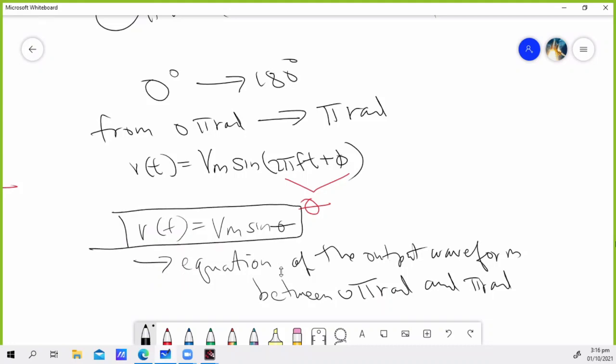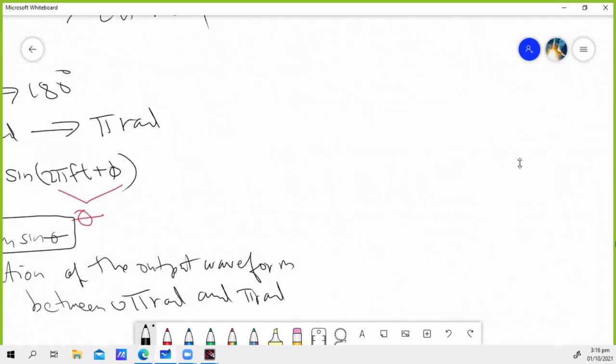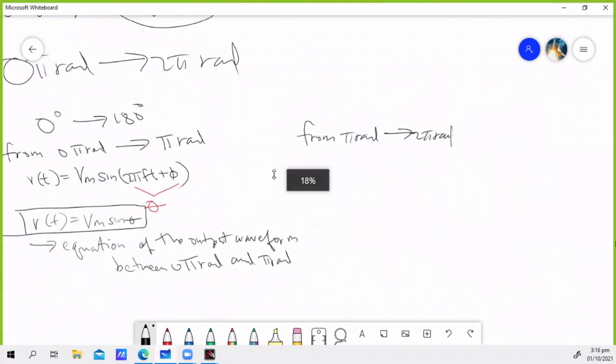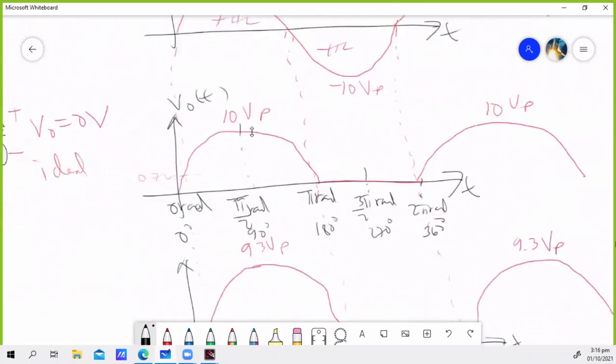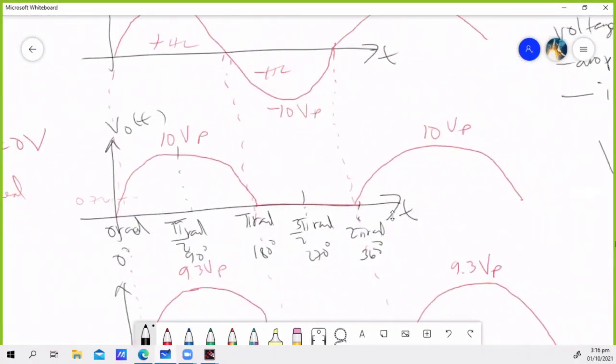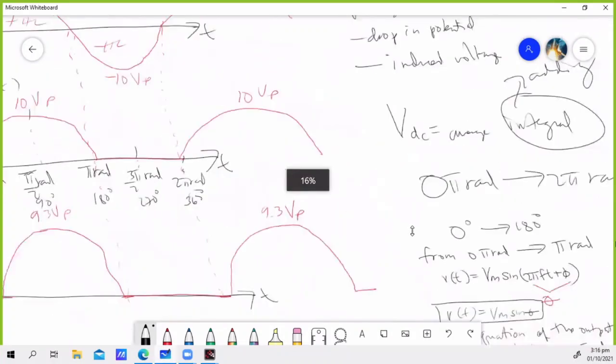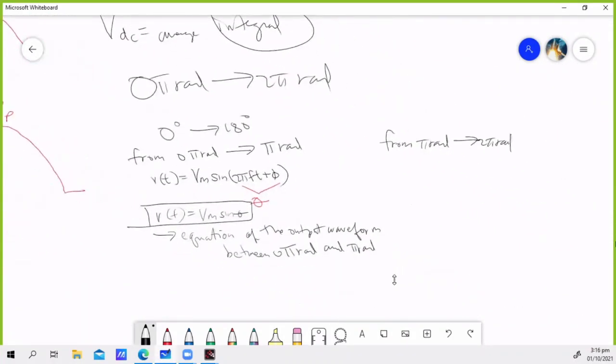Okay? Next, from pi radians to 2 pi radians. Ano daw ang equation natin? So, wala naman kayo nakikitang output, di ba? From pi radians to 2 pi radians. Dito, this is pi radians or 180 degrees. This is 2 pi radians or 360 degrees. Walang output. So, anong value ng waveform mo? 0. So, we will write here V of t is equal to 0 volts.